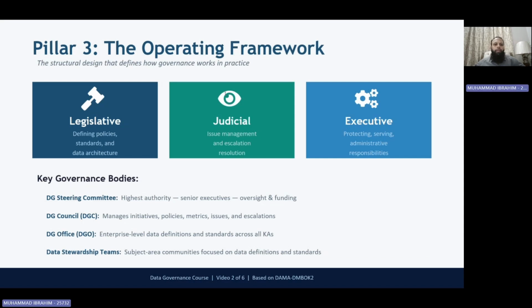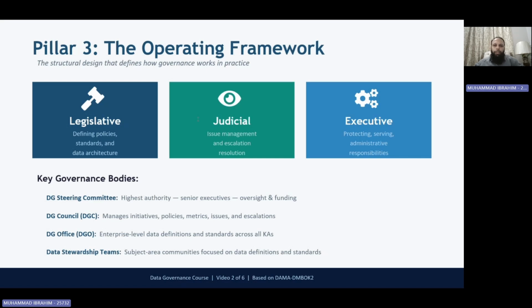So now we come to the third pillar, the operating framework. This is where governance moves from document to action. The DMBOK describes the governance operating framework through three functional views, and this is a very elegant way to think about it. The first is legislative.